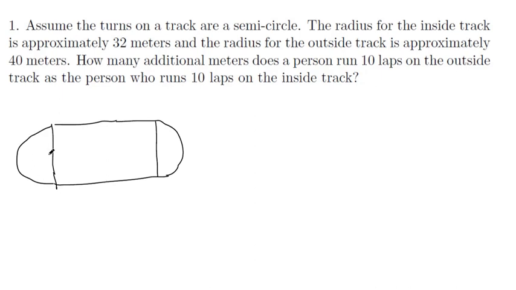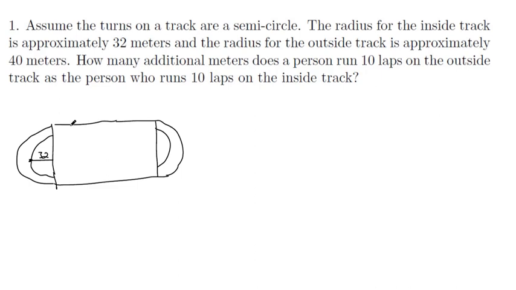So the radius in the inside track, there's usually a bunch of lanes here, like 7 or 8 lanes, I think, depending on the track. But here's a lane. So the radius of the inside track is approximately 32 meters. So from here to here, it's 32 meters. So you got an inside track coming over here too. Obviously you want to be on that inside track, right?